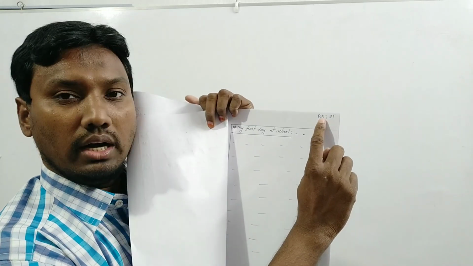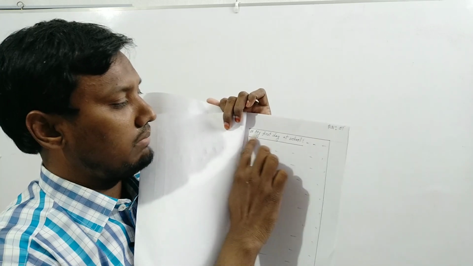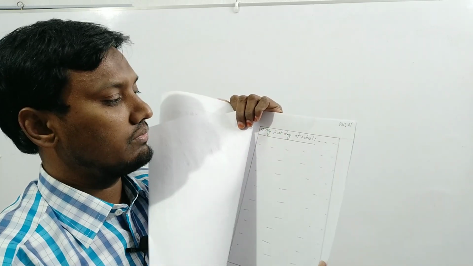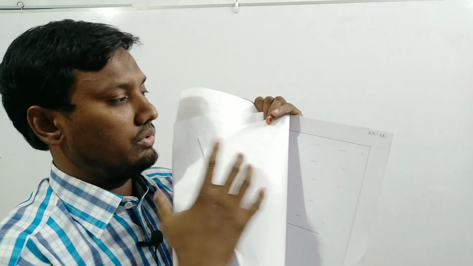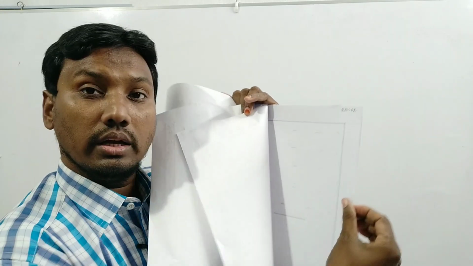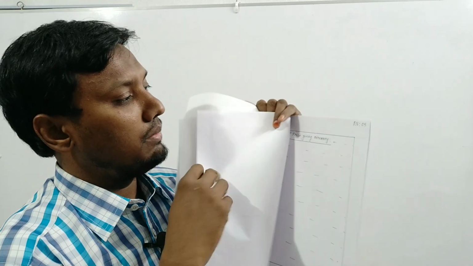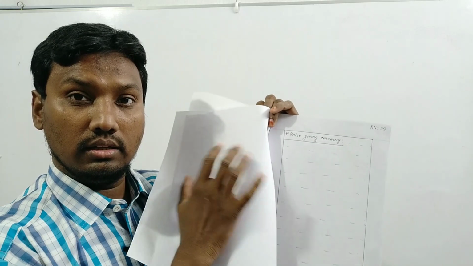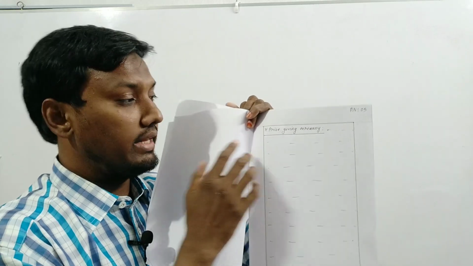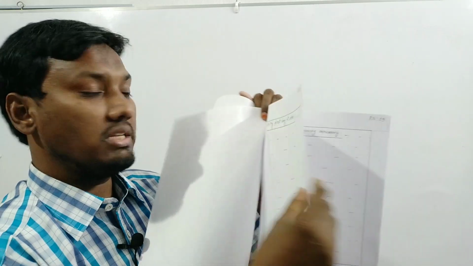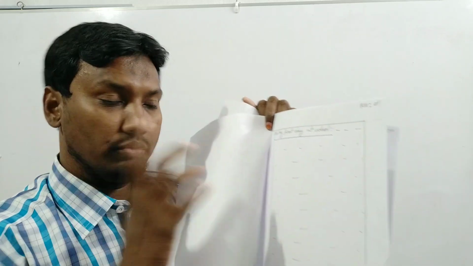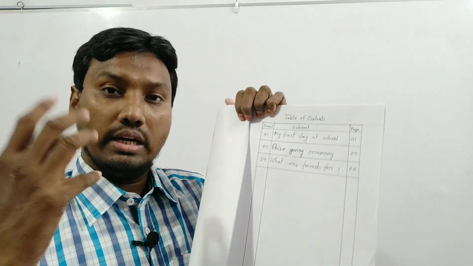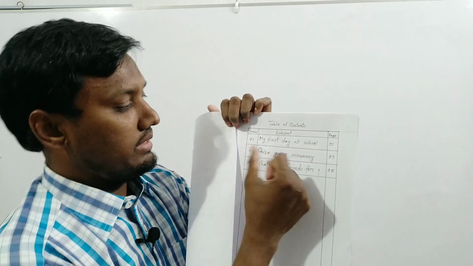Page number 1, my first day at school, dot dot dot, that means written. Page number 2. It needs 2 pages. Page number 3, the question is prize giving ceremony. Then I can understand that the first question needs 2 pages. Then how can we write down the table of contents?